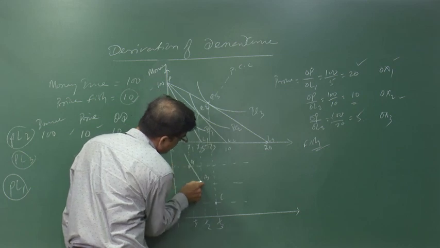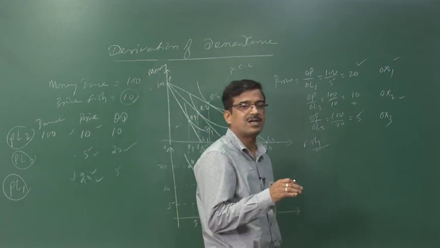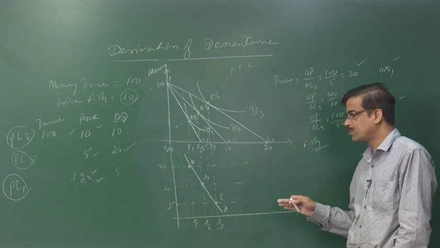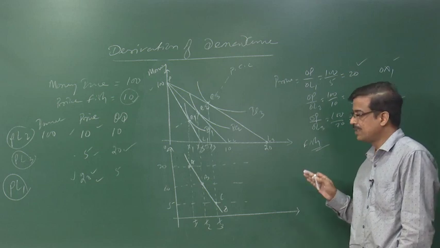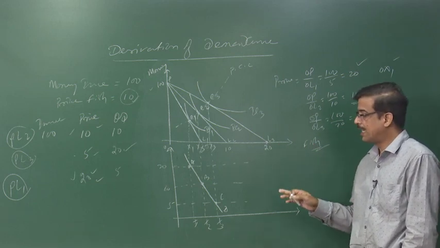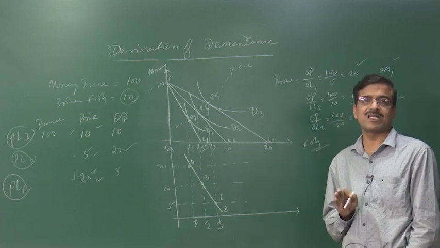Now here the demand curve is downward sloping, but the demand curve is steeper. In the previous case we found the demand curve to be a flatter demand curve. Here we find the demand curve is a steeper demand curve. As it is a steeper demand curve, that reflects that elasticity is less than 1.